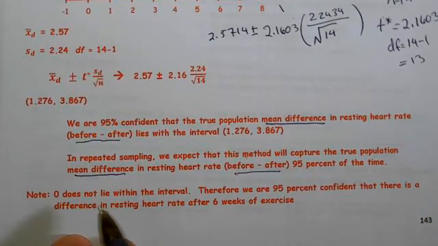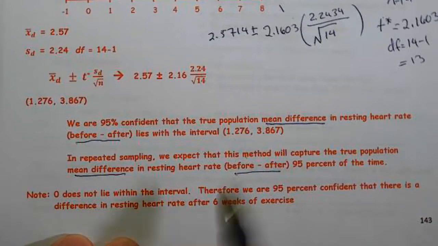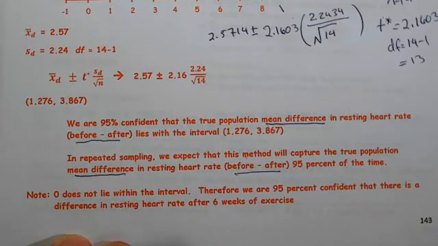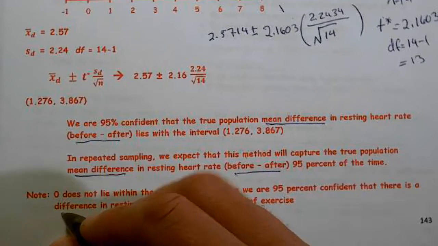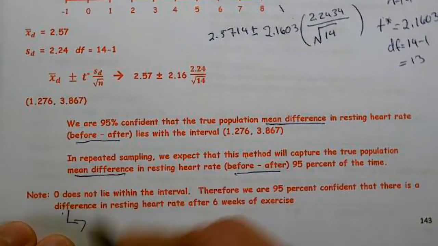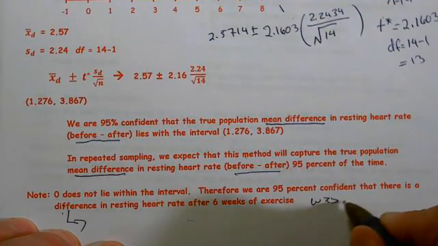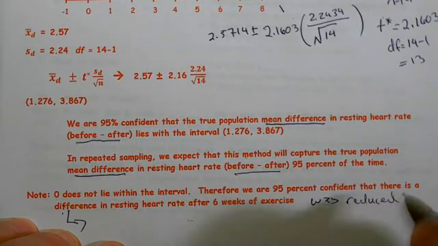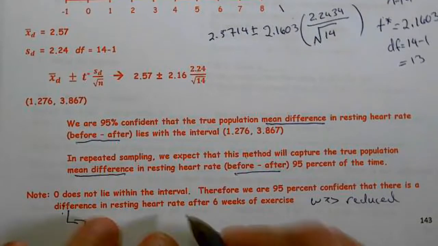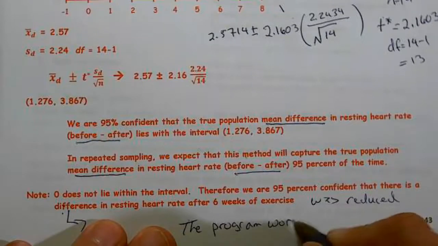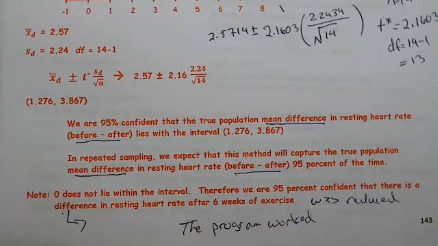Note, 0 does not lie within the interval. All right. Therefore, we are 95% confident that there is a difference. Well, we can say that, but it's better yet to say that resting heart rate was reduced. The program worked. The reason we know it worked is because we have positive values.